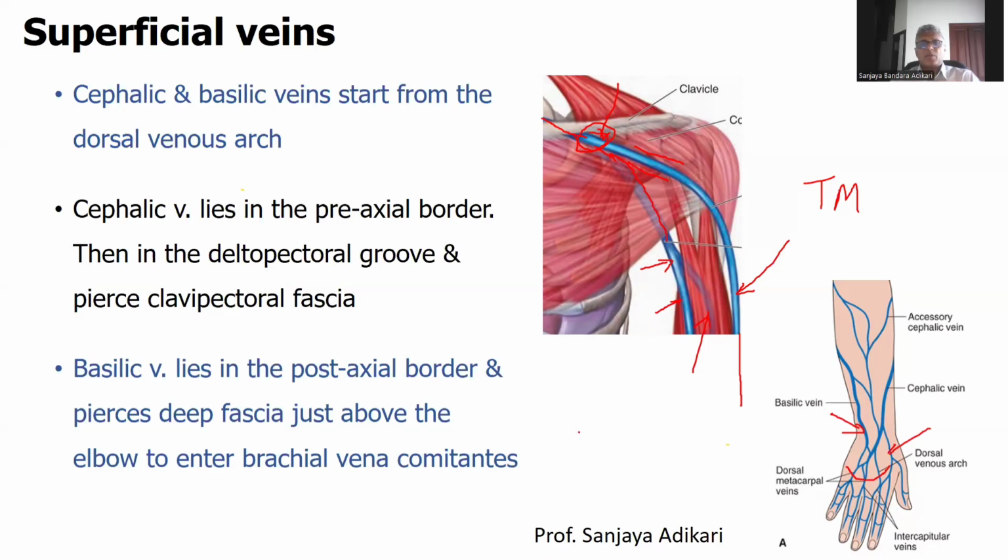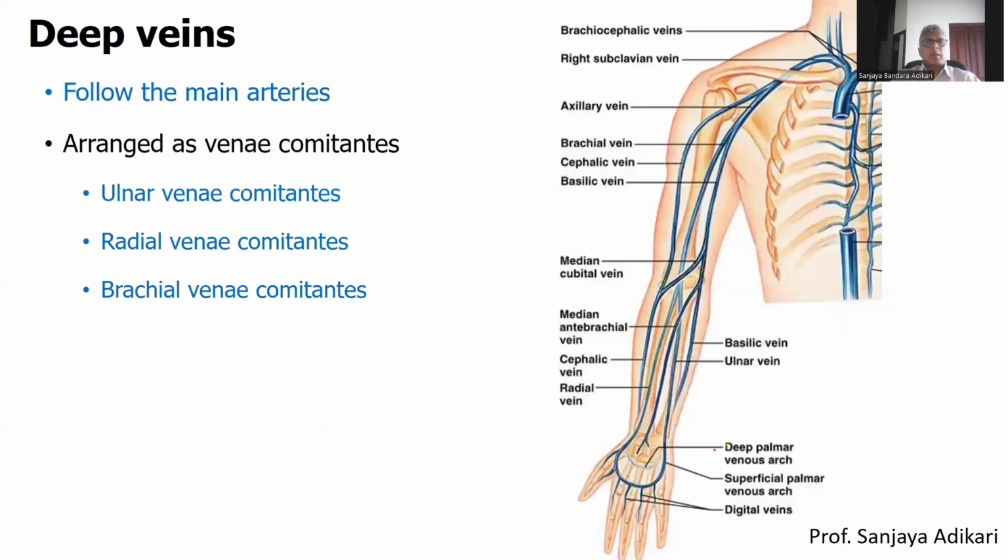Then you have a deep set of veins which are called venae comitantes. So you have venae comitantes in relation to the brachial artery here in the arm, and in the forearm in relation to the ulnar artery and radial artery. You have venae comitantes, which are usually two in number. In each artery, you have two venae comitantes roughly. And the venae comitantes follow the arteries as I mentioned before. So you have ulnar venae comitantes, radial venae comitantes, and brachial venae comitantes.